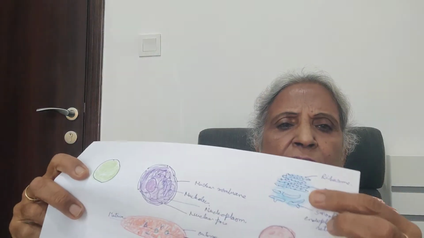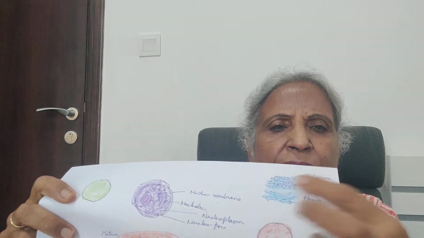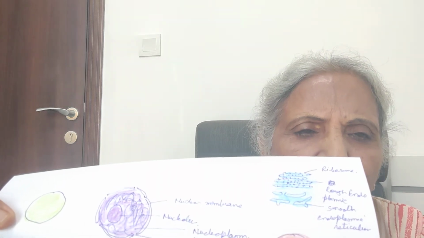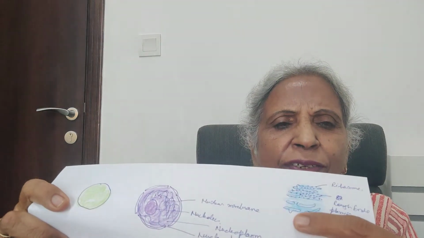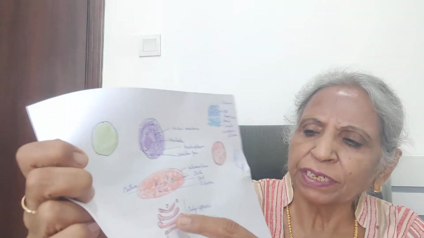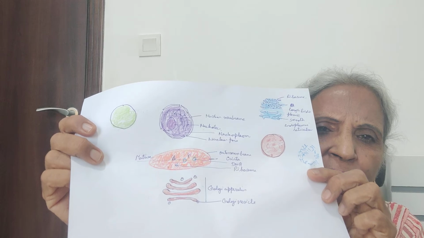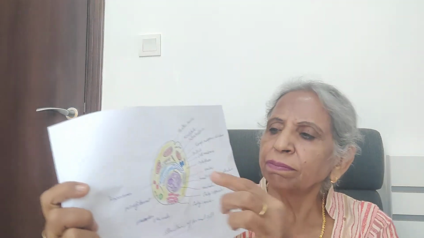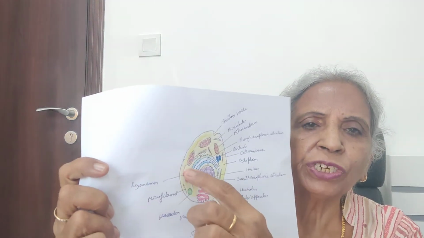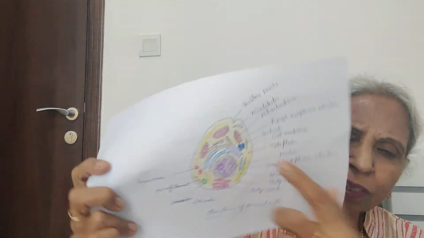Then next, here we can show, these are the endoplasmic reticulum. The upper one is rough endoplasmic reticulum, and the lower one is the smooth endoplasmic reticulum. And this is the Golgi apparatus. These are dumbbell-shaped structures having the Golgi vesicle associated with them. Next organelle is the mitochondria. These oval-shaped structures, this orange color, which are scattered here and there in the cytoplasm, are called the mitochondria.